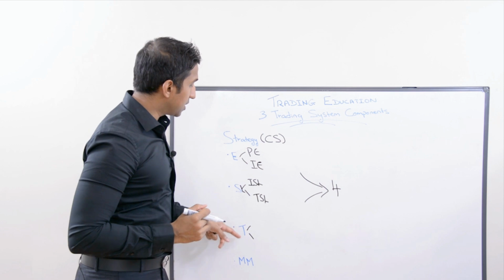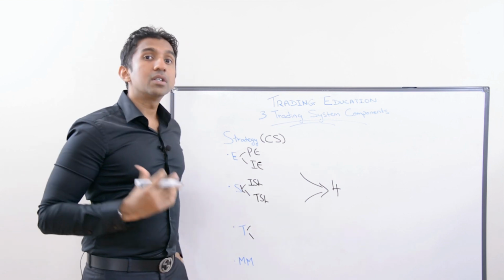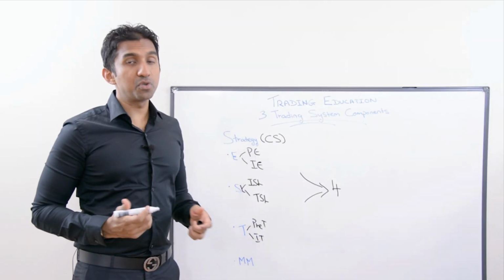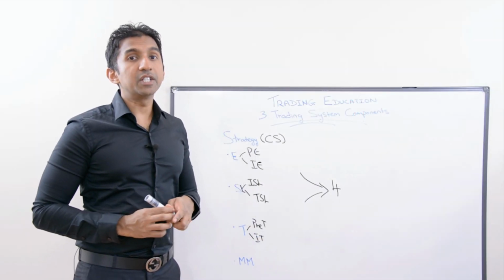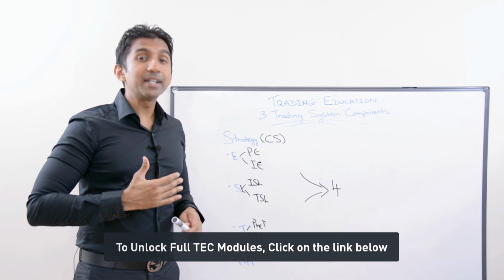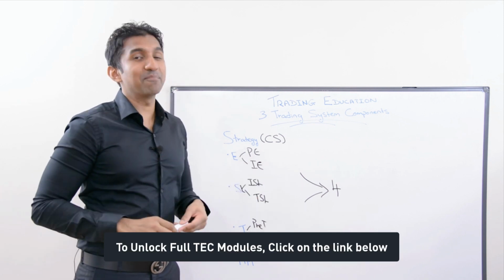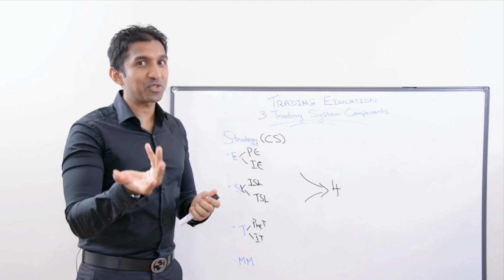Now the next part is your target rules. Your target rules are split into pre-trade and intra-trade. What do we mean by this? Pre-target, simple, you would have got the hang of it by now, is before you enter into the trade, what is your target going to be? Where are you going to get out? That's important because that's where you earn the cash.